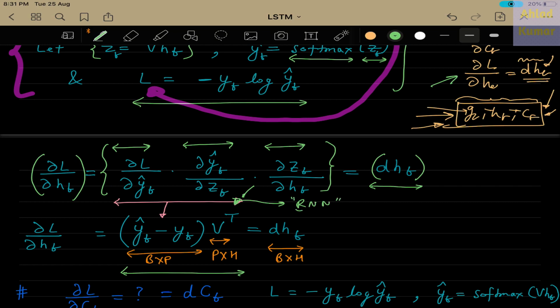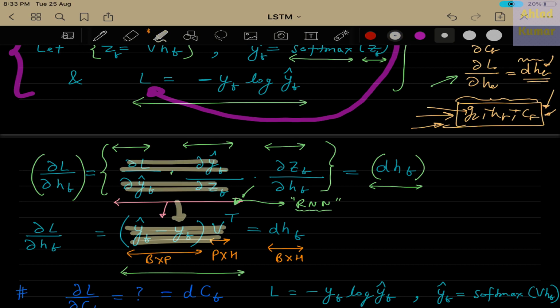We derived this expression in detail when we discussed the backpropagation of the RNN, so I am taking this expression directly from my earlier lecture. Once you calculate the derivative of the loss with respect to y hat t, times the derivative of y hat t with respect to zt, you will get this expression.